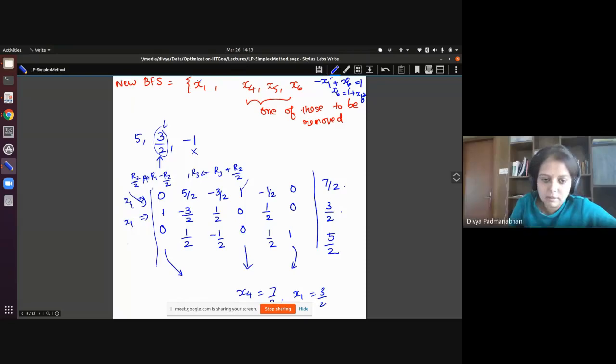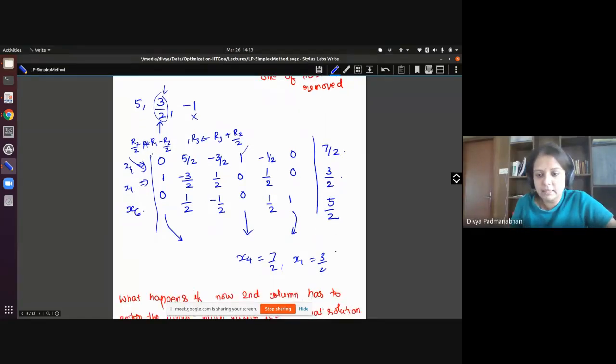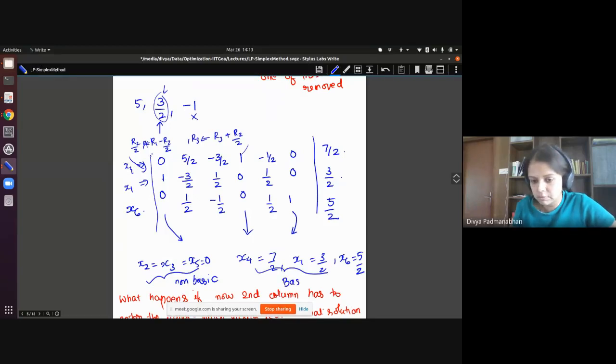X6, right? Okay, so these are the new set of basic variables. So x6 is 5 by 2 and all others are 0, so all others are non-basic. So x2, x3 and x5 are 0 and they are non-basic. Right, so these become the new basic variables. Okay, so I just wanted to complete this step here.